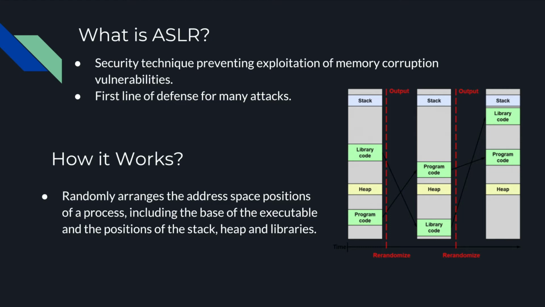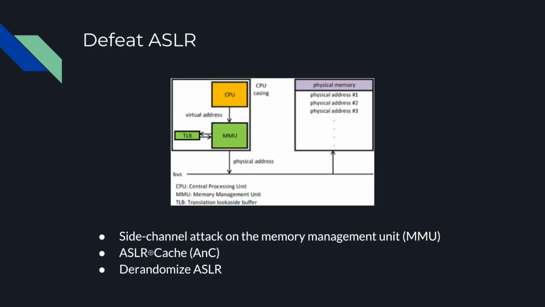Well, ASLR randomly arranges the address space positions of a process, including the base of the executable and the positions of the stack, heap, and libraries, making it much more difficult for attackers to reliably determine where exploitable areas of memory could be. So, how do we approach defeating ASLR?